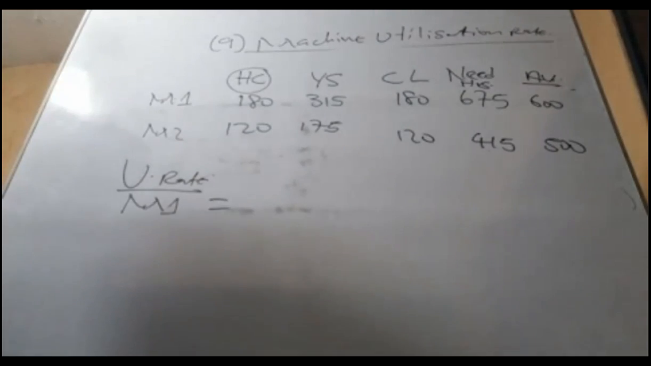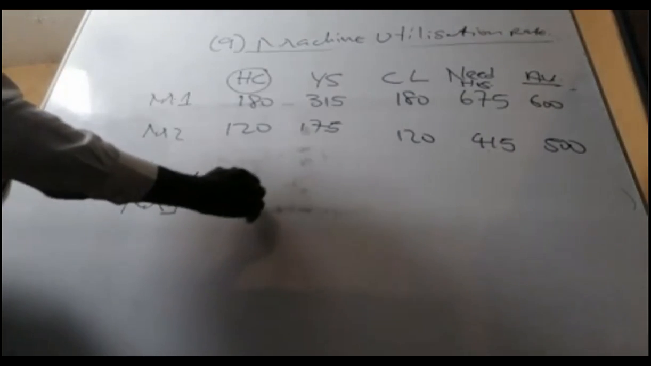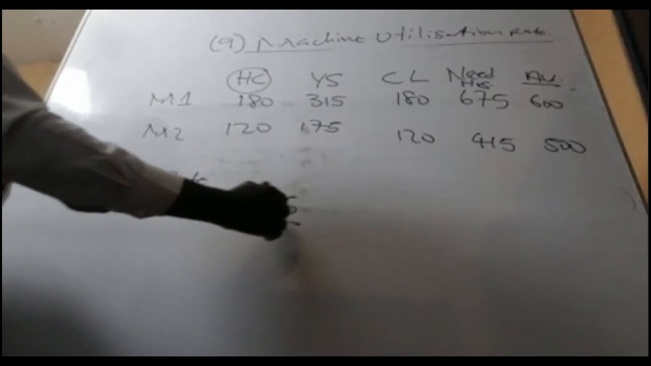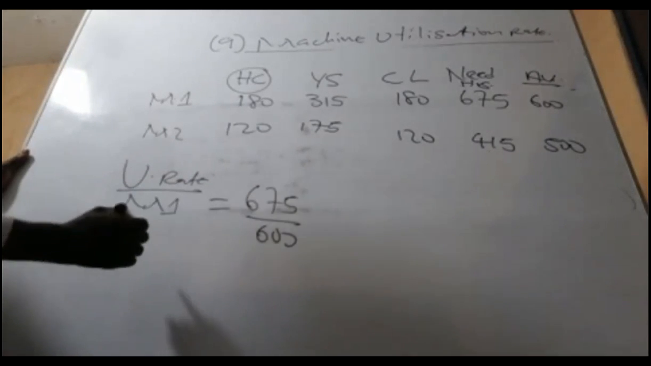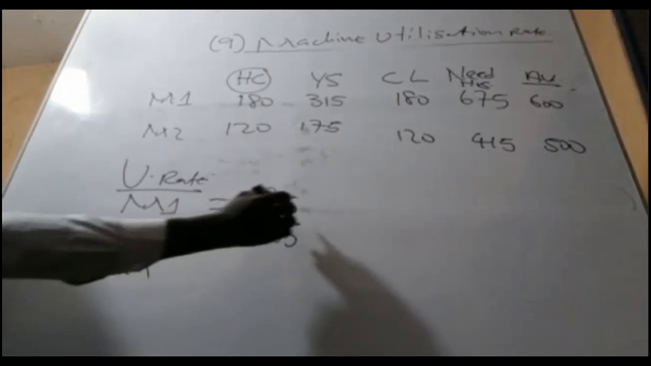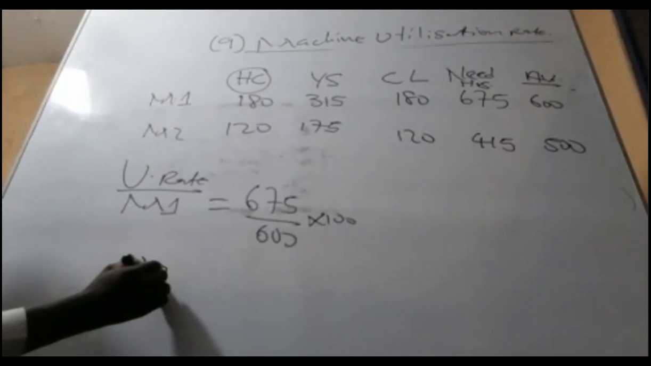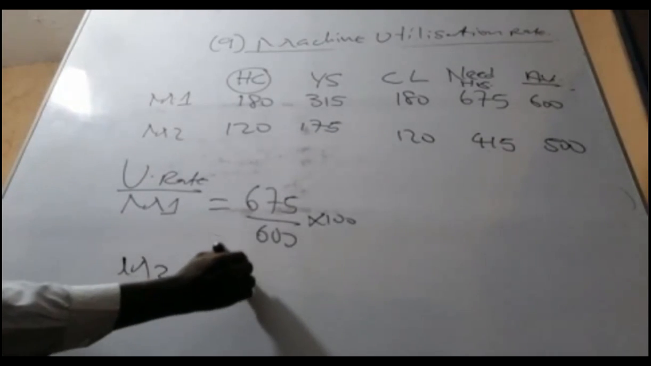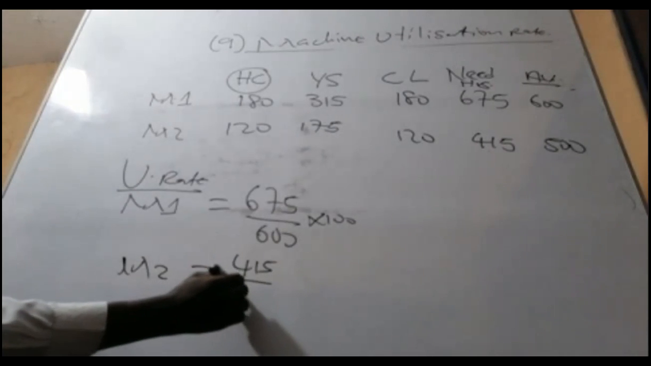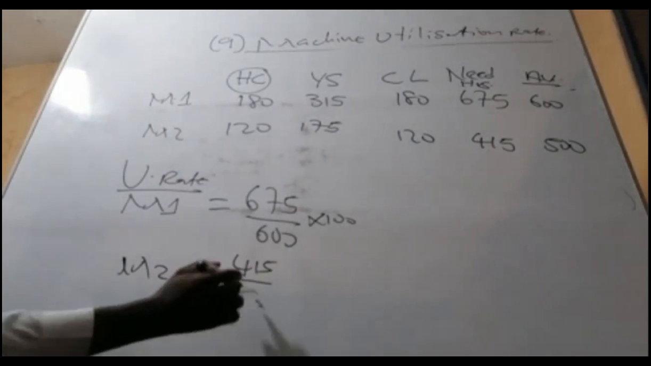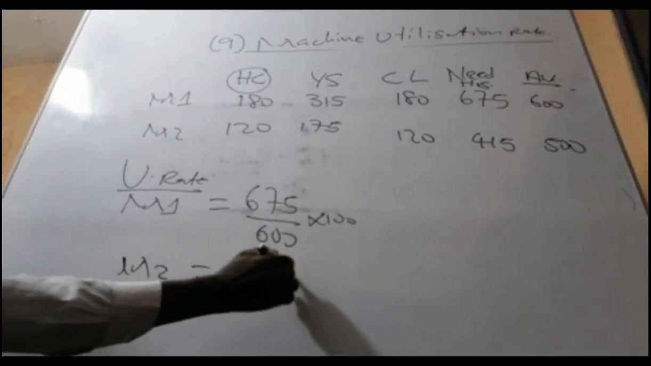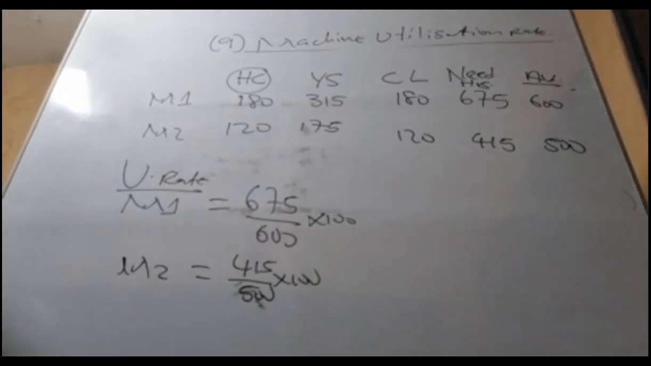And the calculation will show. So even here, we have 675 divided by 600, that's for machine type 1, times 100. Then machine type 2 will be what? 415 divided by 500 times 100. So what will be the answer?